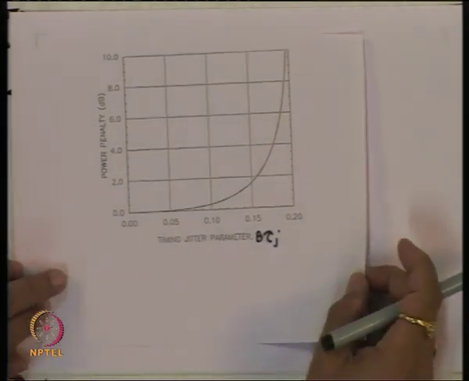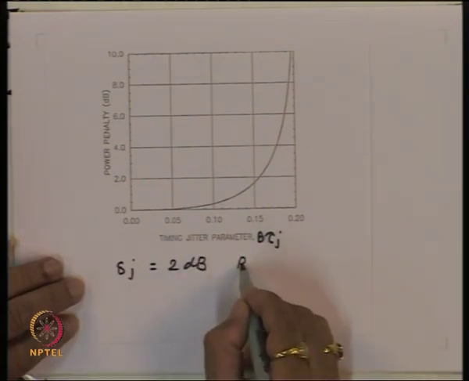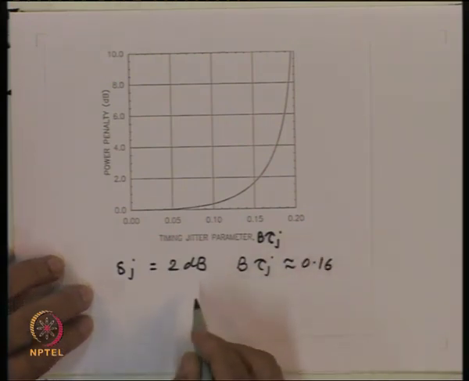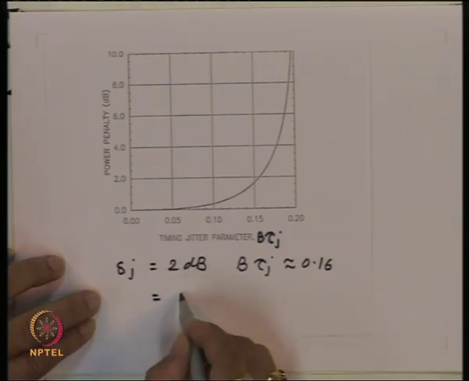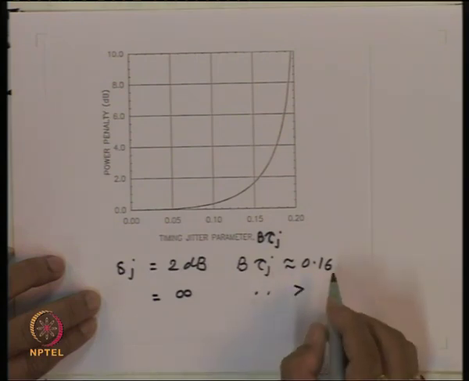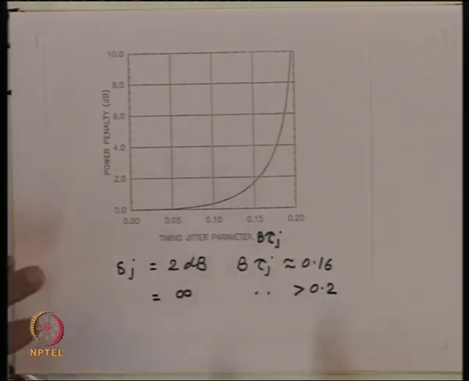So, we can see from here that for delta j of about 2 dB, this parameter b into tau j should be approximately 0.16, and as we saw, this will become infinity when this parameter is greater than 0.2. So, essentially what we are saying is timing jitter should be small, and a value of about few percent timing jitter may be acceptable to give you a power penalty of between 1 and 2 dB.